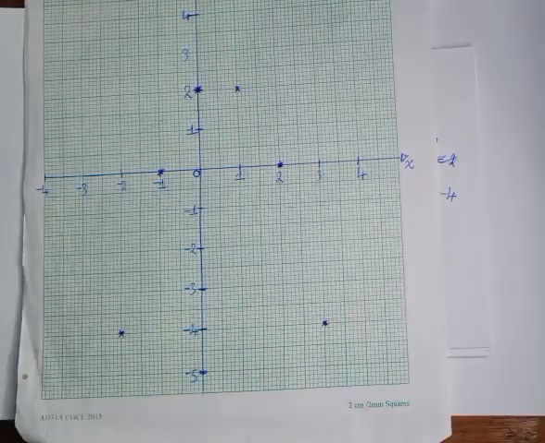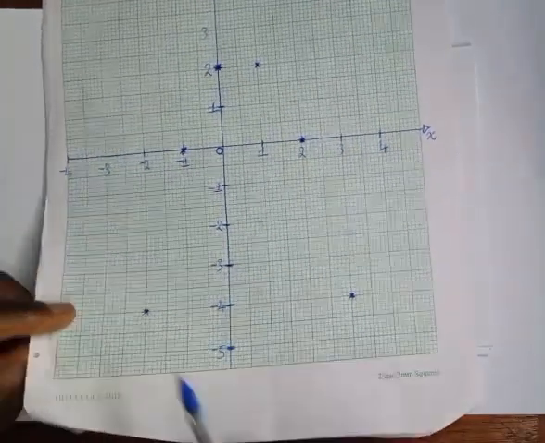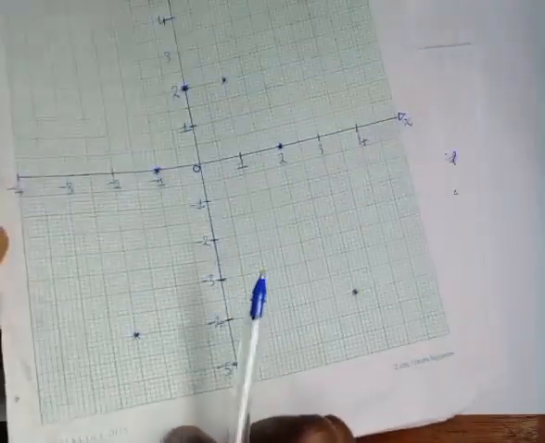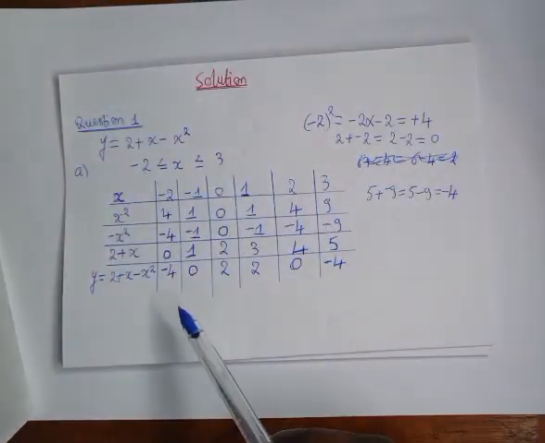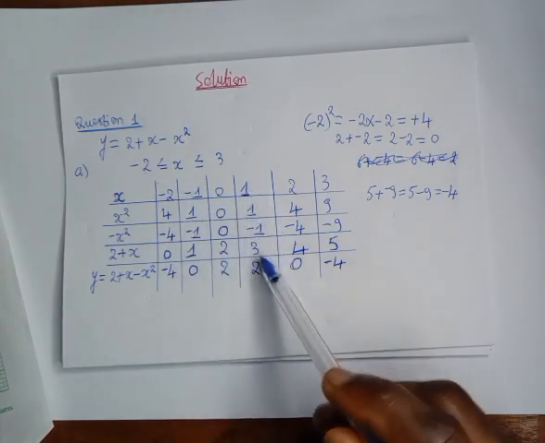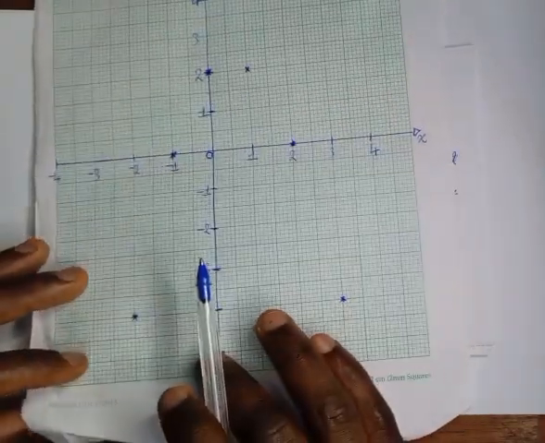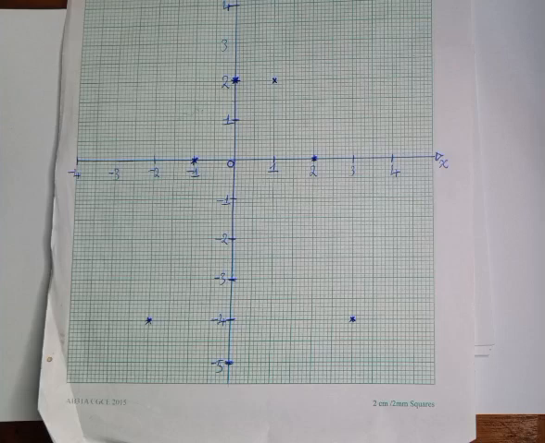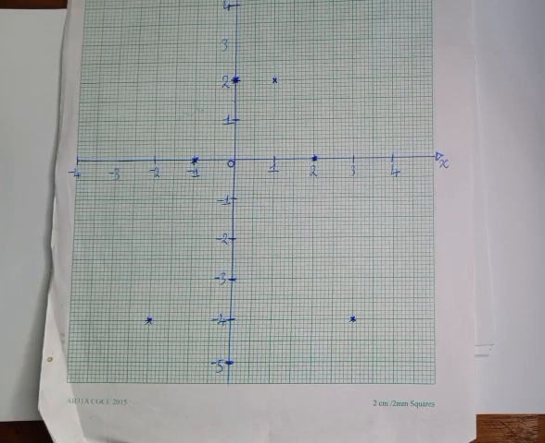So these are the points which have been plotted. Let's count. We have 1, 2, 3, 4, 5, 6. We have 6 plotted points. Let's count the number of points from the table. We have 1, 2, 3, 4, 5, 6. So it is okay. Now the next step is to connect these plotted points with a smooth curve.